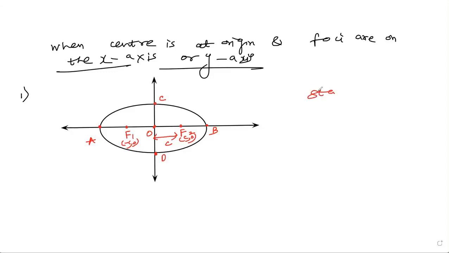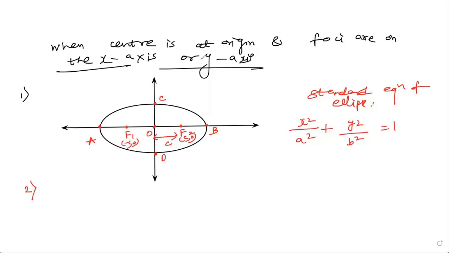So the standard equation of the ellipse in this case will be x squared divided by a squared plus y squared by b squared, and that is equal to 1. So this is my first case. Now the other case that we are going to see is when it's oriented in a different way, when it's something like this.